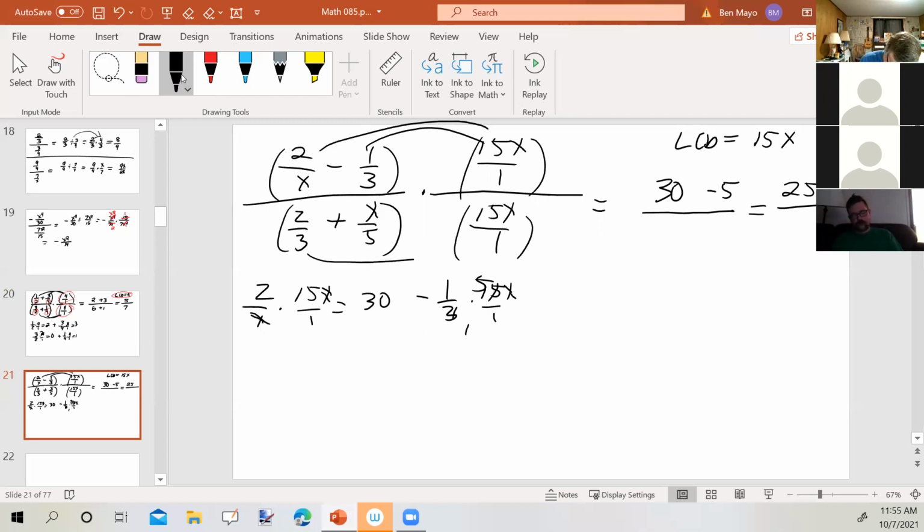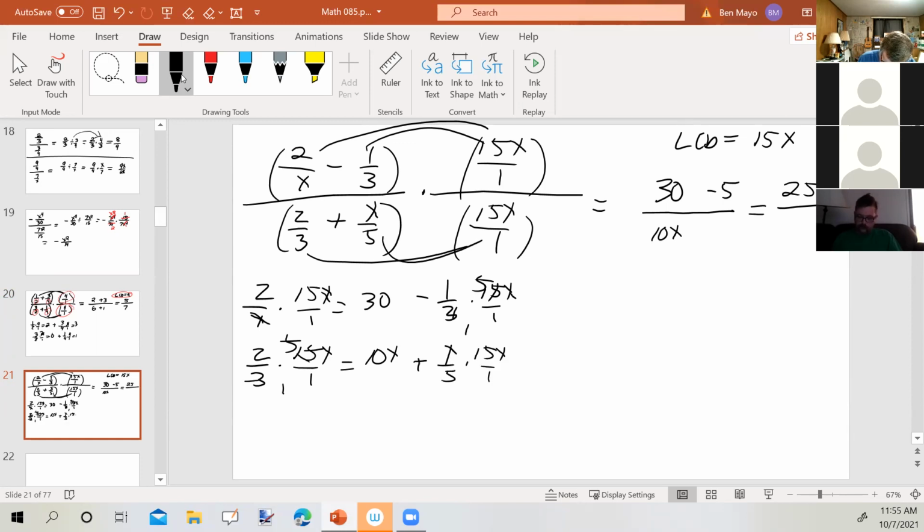Okay, in the denominator, 2/3 times 15x over 1. 15 over 3 is 5 over 1, so I've got 10x, plus x over 5 times 15x over 1. 15 over 5 is 3, so I get 3x squared. And that is plus 3x squared. Okay, and I'm going to rewrite that as 3x squared plus 10x. Now, can I do anything else with that? Let's see here.